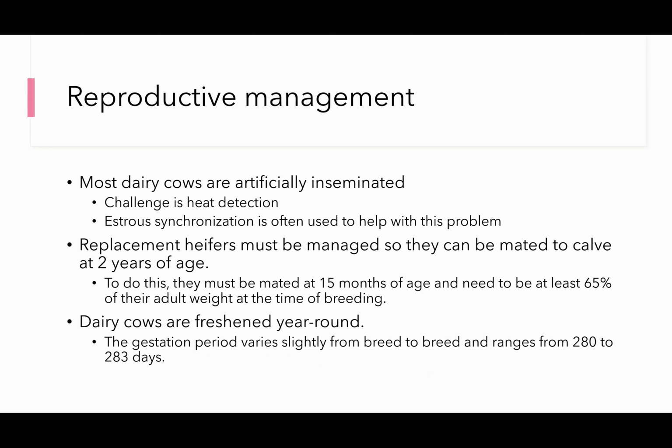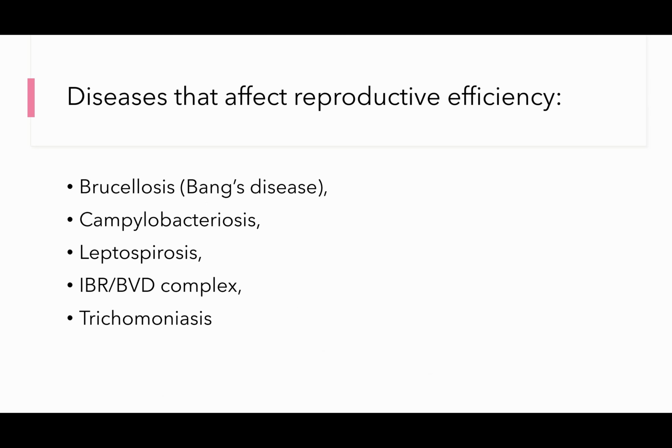Dairy cows are freshened year round, and the gestation period does vary by breed, but it can go from 280 to 283 days, so the variation is not very big. There are some diseases that affect reproductive efficiency, and some of these are even zoonotic, so they can be a big issue. Brucellosis is also known as Bang's disease.